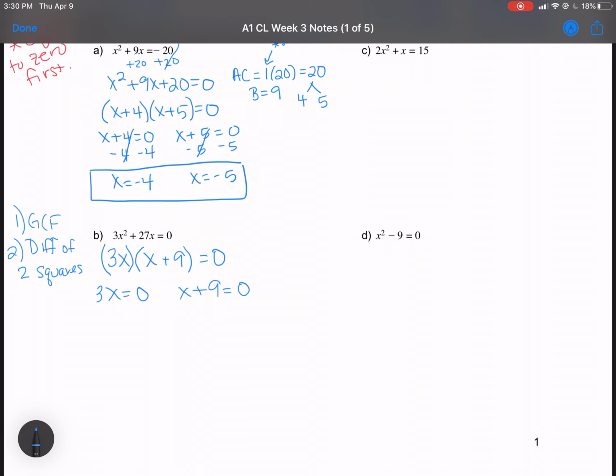On the first one, 3x equals 0, 3 times x, so we're going to divide by 3, which leaves us x equals 0. And then x plus 9 equals 0, we're going to subtract 9 from both sides. So x equals negative 9.